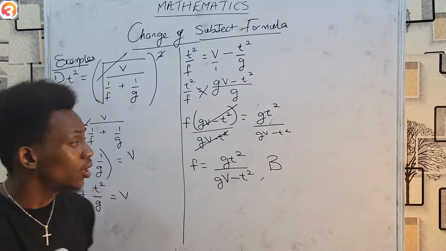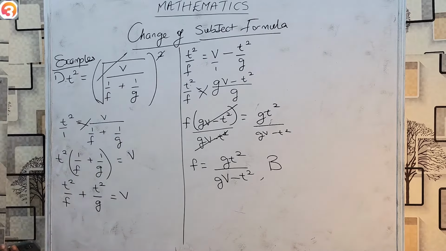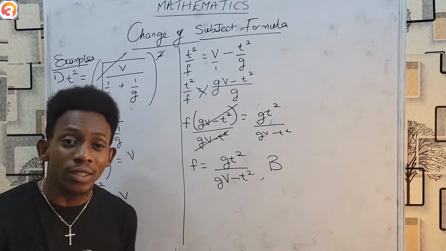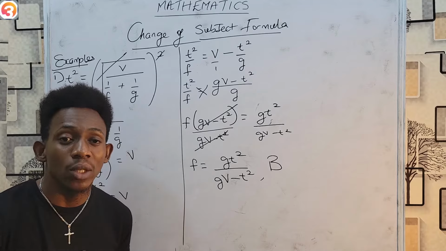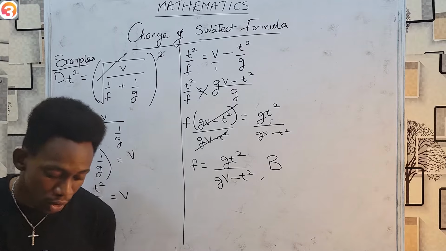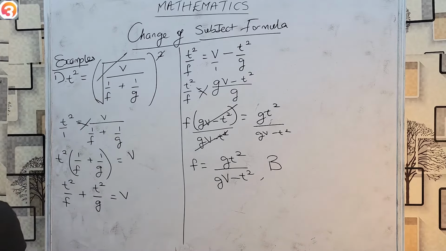So how do you see the methods? Just simple, if you want to call it by a nursery rhyme name, ring around the rosy. Simply move everything around until f is left alone and every other letter or number has simply moved to the other side. Let's try another one.